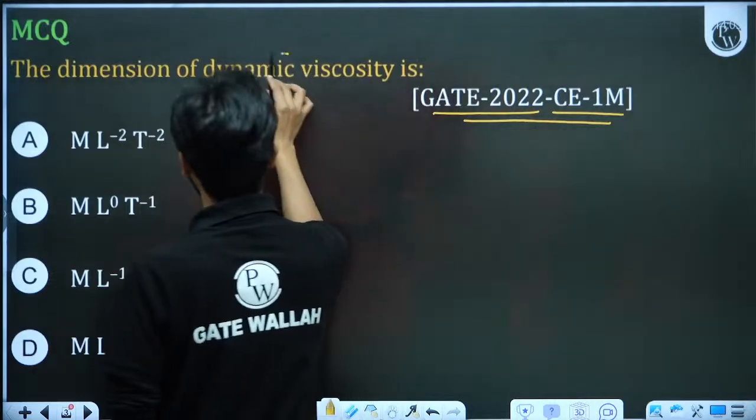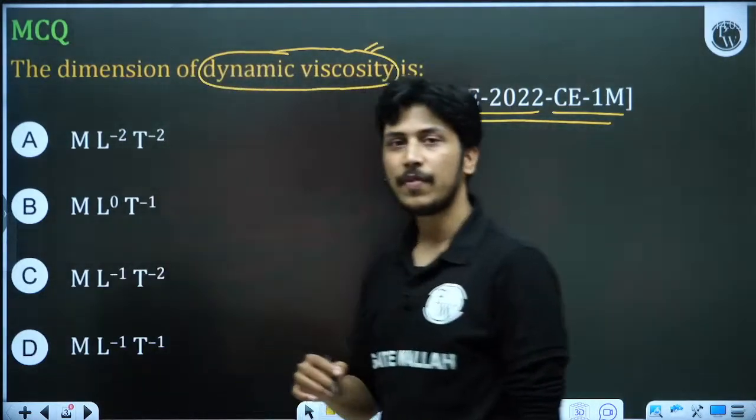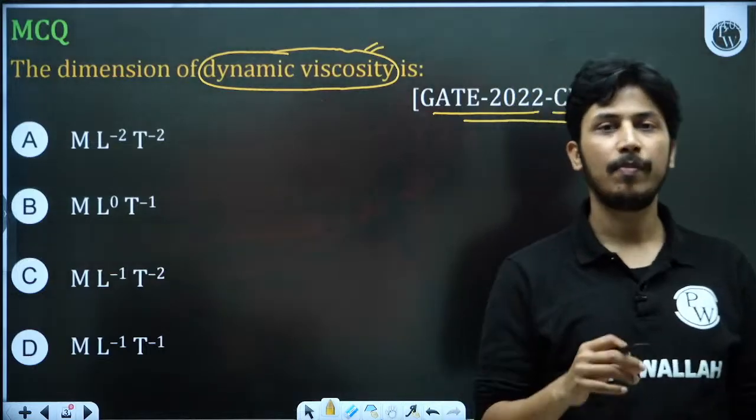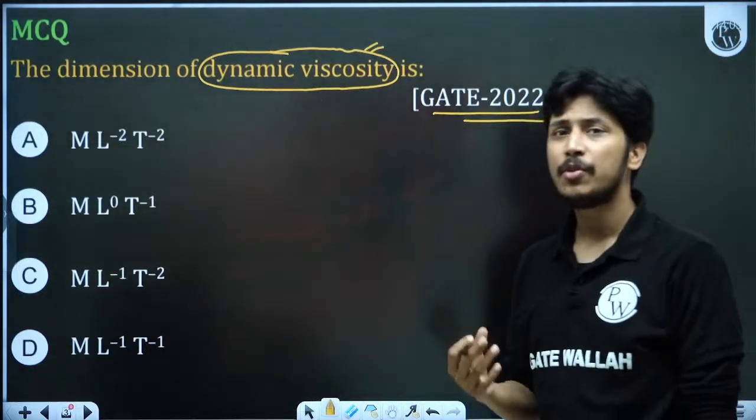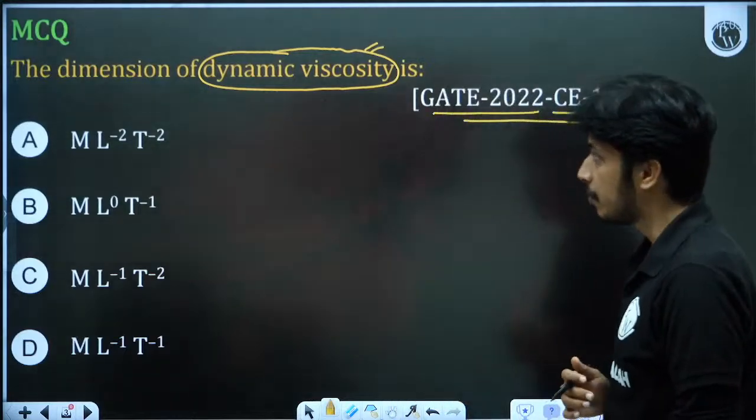The dimension of dynamic viscosity. They have asked the dimension of dynamic viscosity, they have asked the dimension of kinematic viscosity. This year they may ask the dimension of bulk modulus. This year they may ask the dimension of, let's say, compressibility. So they can ask the dimension of these things.